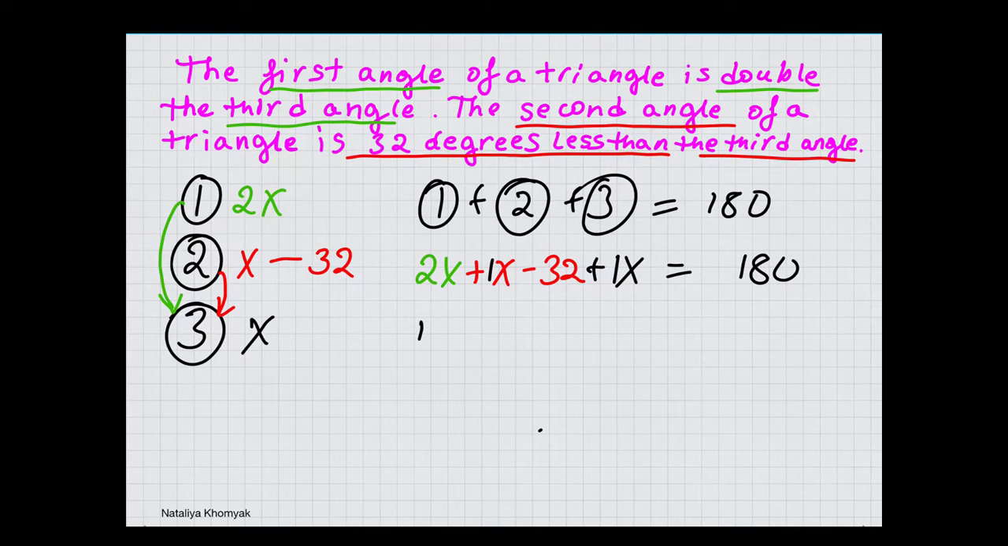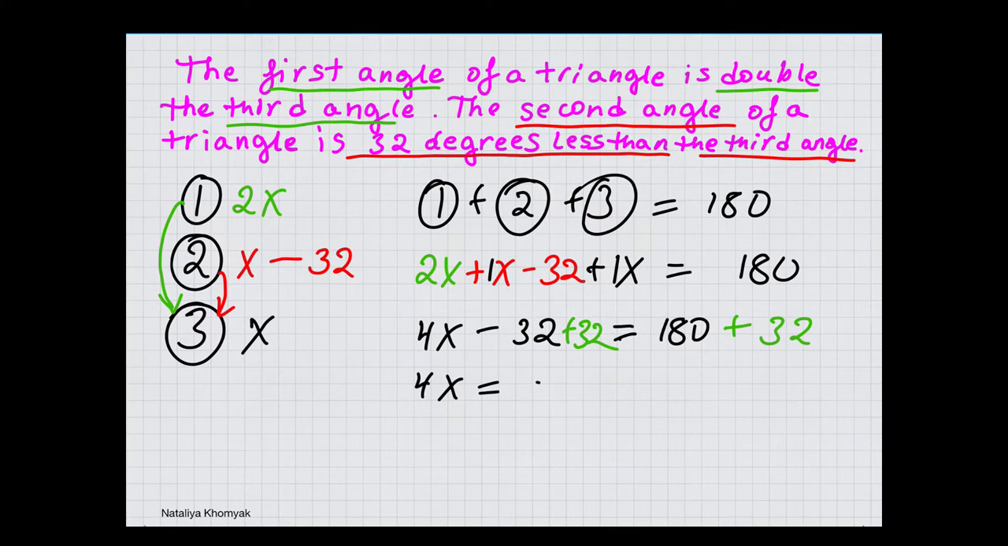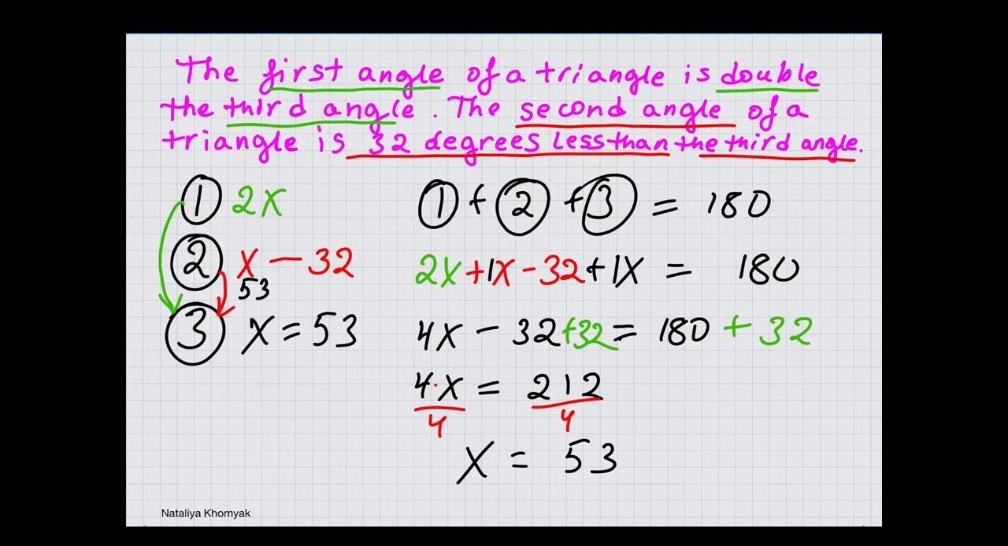2 plus 1 plus 1, we have 4x minus 32 equals 180. Additive inverse would be plus 32 on both sides. 4x equals 212. Multiplicative inverse would be dividing by 4 on both sides. So x will be equal to 53. So x is 53. That's the third angle. Then 53 minus 32 gives 21 degrees for the second angle. 53 times 2 gives 106 for the first angle. That's all.